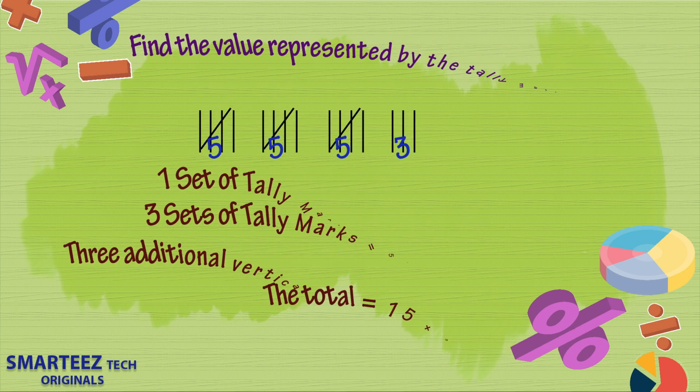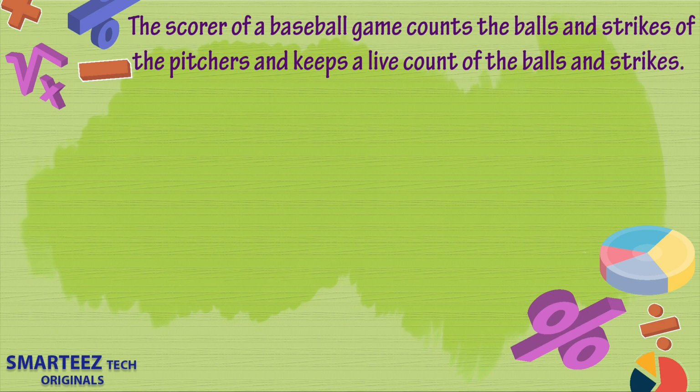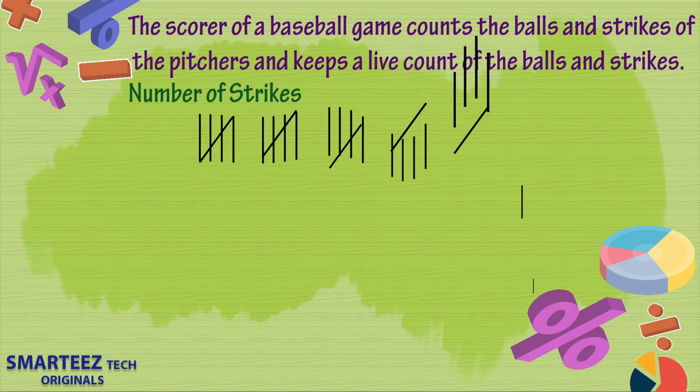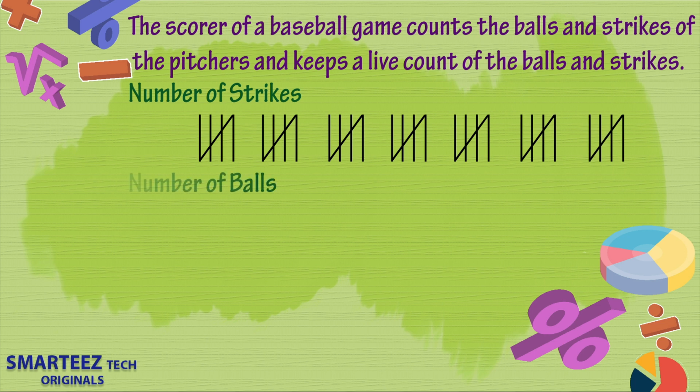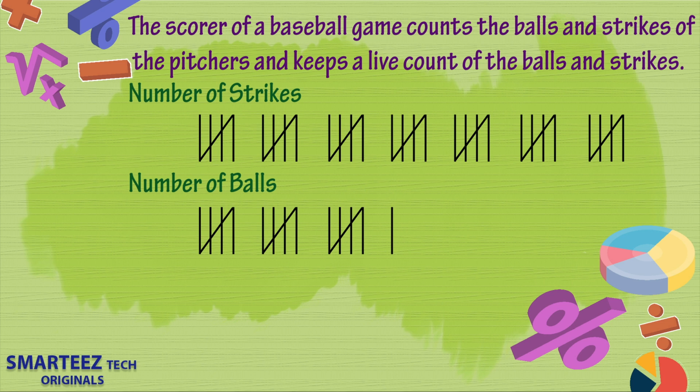Let's do another exercise. The scorer of a baseball game counts the balls and strikes of the pitchers and keeps a live count of the balls and strikes. At the end of the 5th inning, the starting pitcher's balls and strikes are displayed here. Number of strikes: you can see 7 sets of tally marks there. Number of balls: you can see 3 sets of tally marks with a vertical line after that.